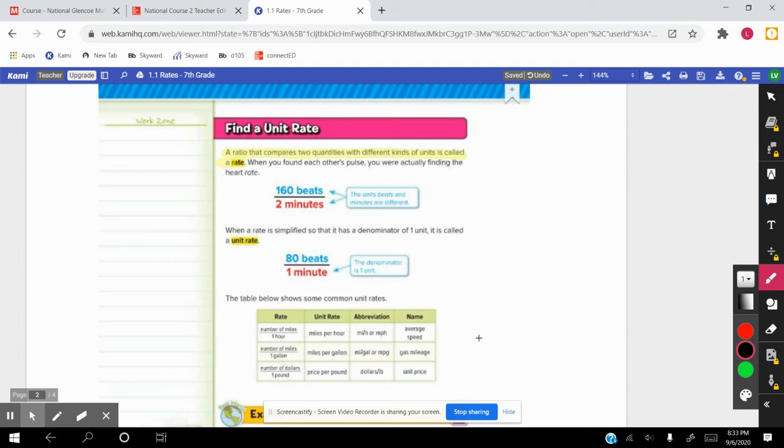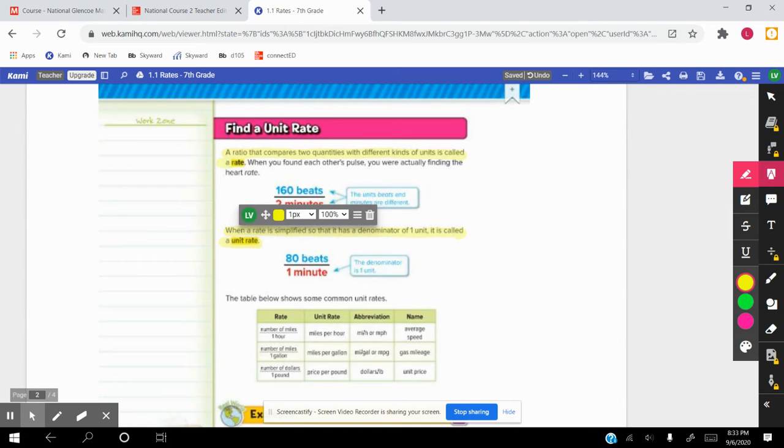So for myself, I had 160 beats per 2 minutes. The units, beats and minutes, are different, so that's the reason why it's a type of rate. Next, when a rate is simplified so that it has a denominator of 1 unit, it is called a unit rate. So I'm going to highlight that. So here are our two vocabulary words. This is our second one. A unit rate is when a rate is simplified so that it has a denominator of 1. Trying to erase this little highlighter. Okay.